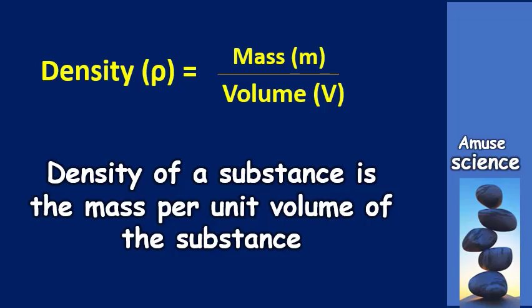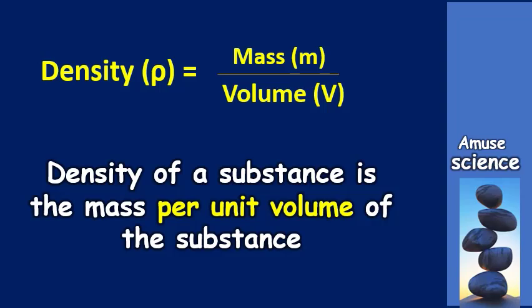What does this mean, per unit volume? It means that we are considering 1 cubic centimeter of the volume of the substance or 1 cubic meter of the volume of the substance. That is the amount of matter contained in 1 cubic centimeter of the substance or the amount of matter contained in 1 cubic meter of the substance.